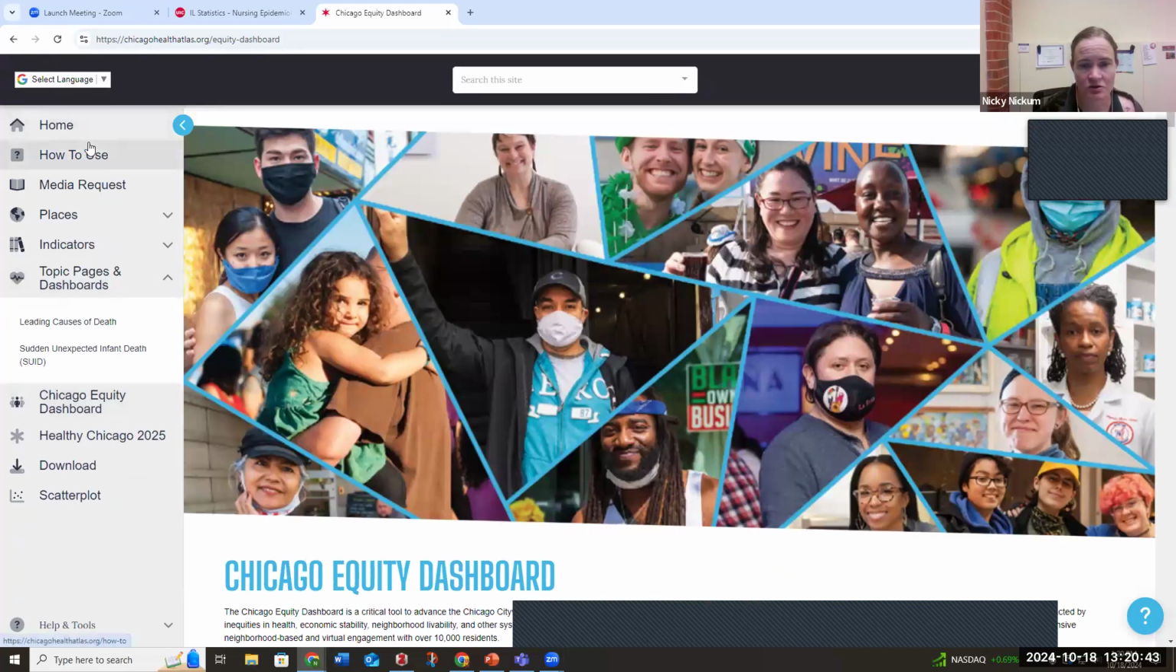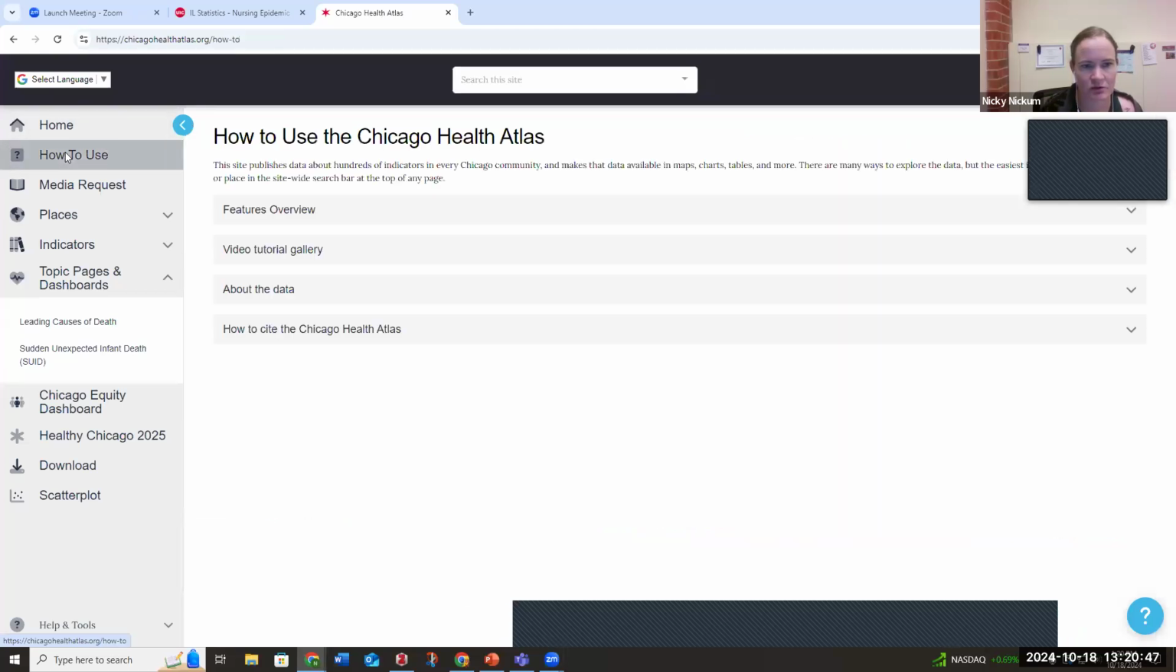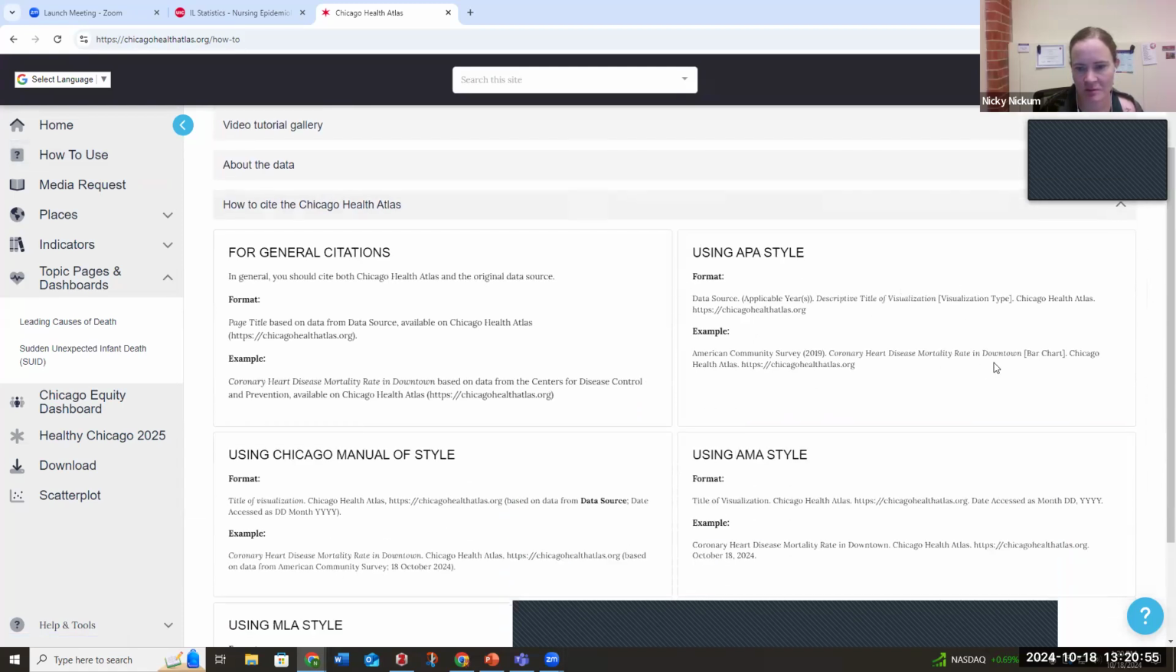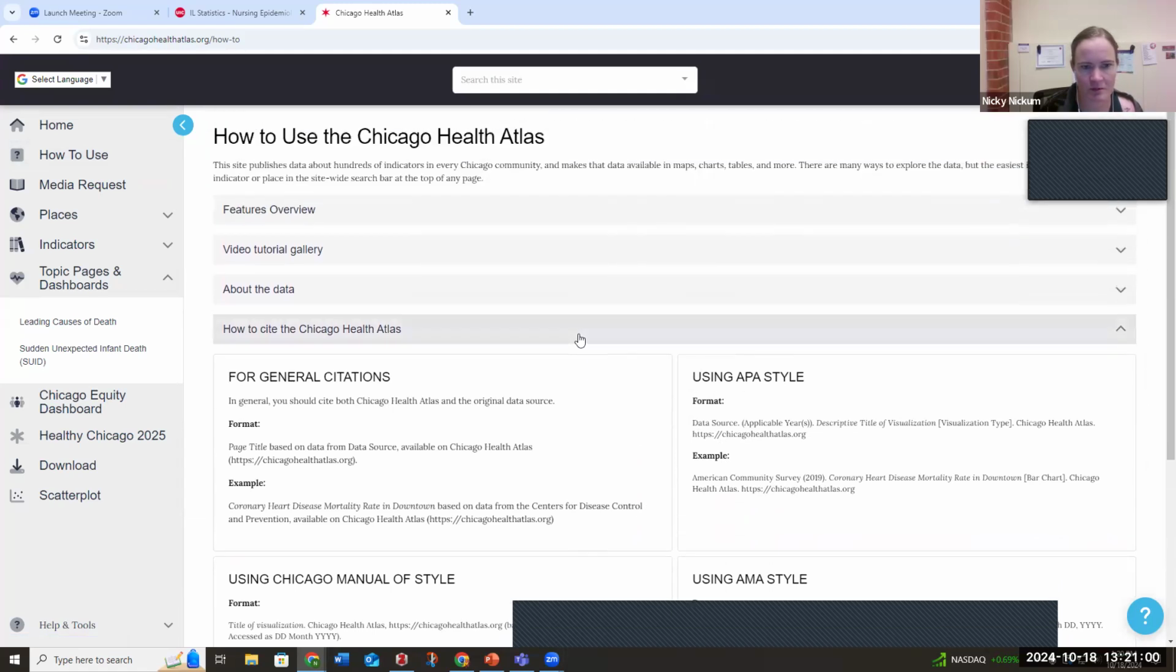Whenever you use a resource, you need to cite it. If we want to cite Chicago Health Atlas, how to use, how to cite, and here's your APA citation right here. Remember, this is not a journal article. This is not a website. It is a data set.